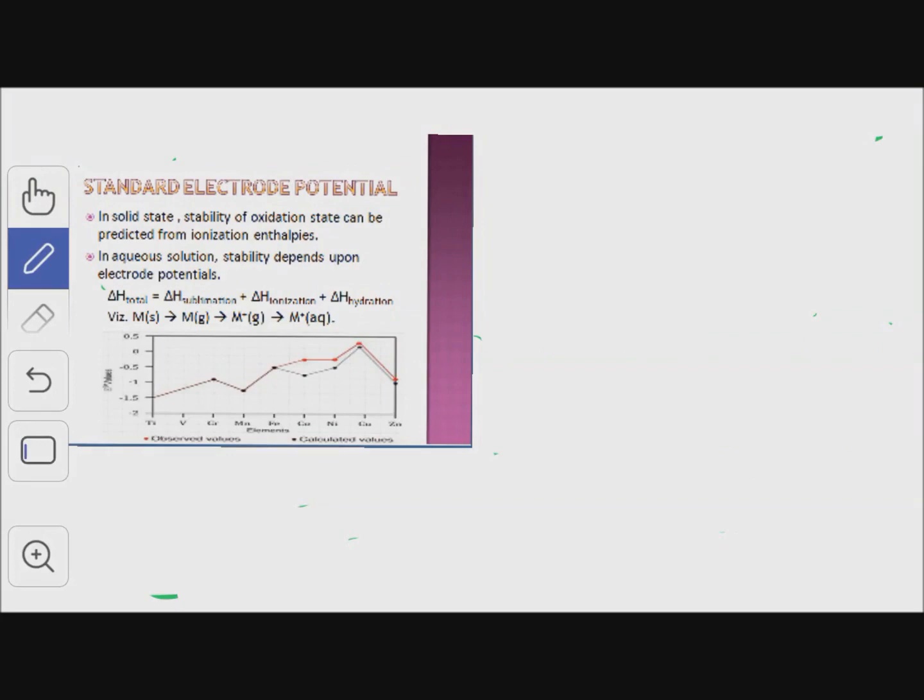And the general trend towards the less negative E0 values along the series is due to the general increase in sum of first and second ionization enthalpies.